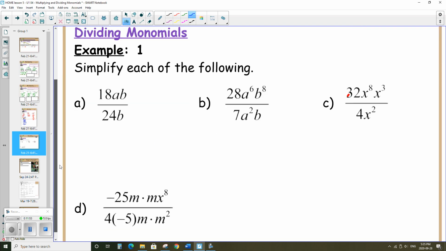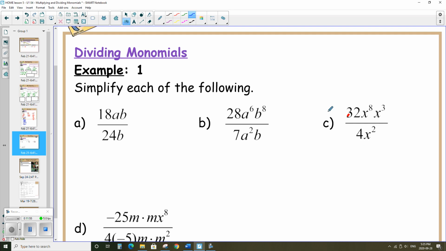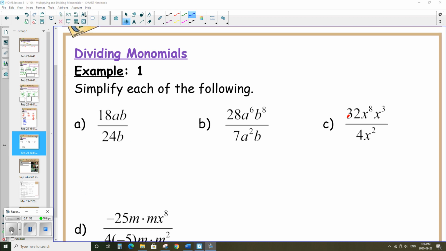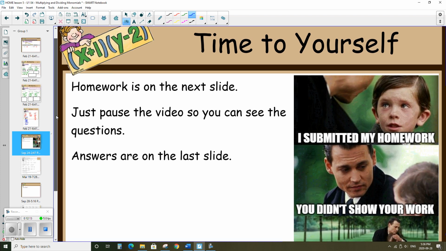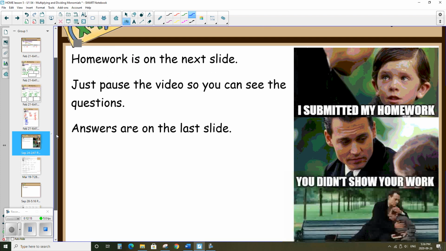I've got 4 more examples in this lesson. These are division examples. They're actually the same as on the last page, so we're going to skip over these. I'm just going to delete that page. There we go. All right, so that's it for your lesson for this topic. Your homework is on the next slide, so you can just pause it so that you can see it in detail.